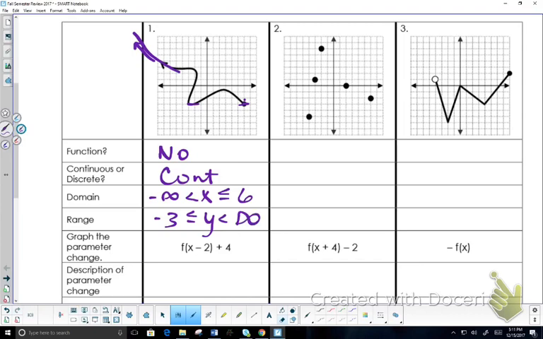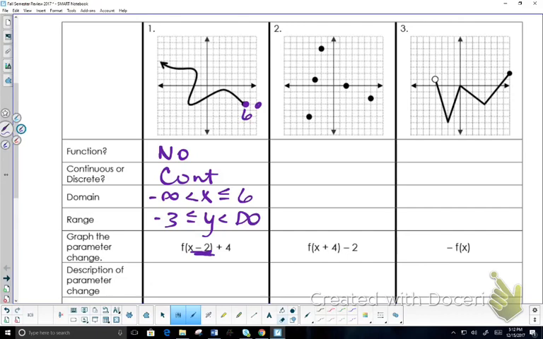Graph the parameter change. So let's see if we remember what this means. Insiders lie. Remember, the inside is always going to be horizontal. This is currently telling you to take your x's. So any x value, let's talk about this x value right here, which is 1, 2, 3, 4, 5, 6. Take this x value, and according to this, it says subtract 2. But remember, insiders lie, so you're supposed to add 2. Okay, so that point's going to move to right there.